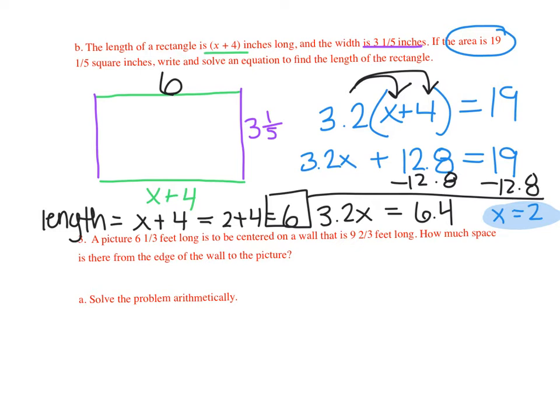Here on problem B, I again underlined important information. Then I was able to set up my expression. Since area is a multiplication concept, I had to use my distributive property. Then I solved the multi-step equation, found that x equals 2 over here on the right. Since x equals 2, my length, which was x plus 4, equals 2 plus 4, which equals 6. And then I went back up to my diagram and labeled it just because.